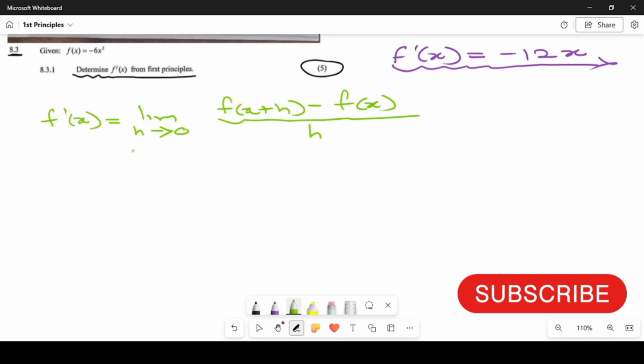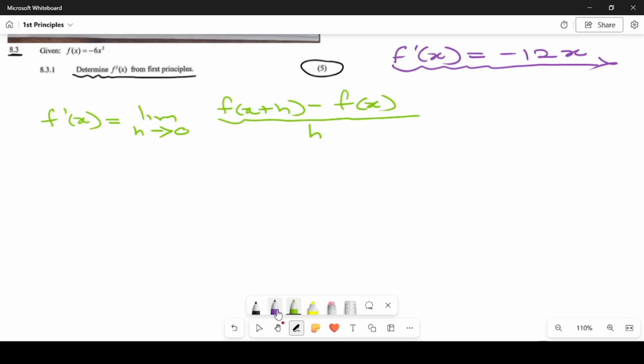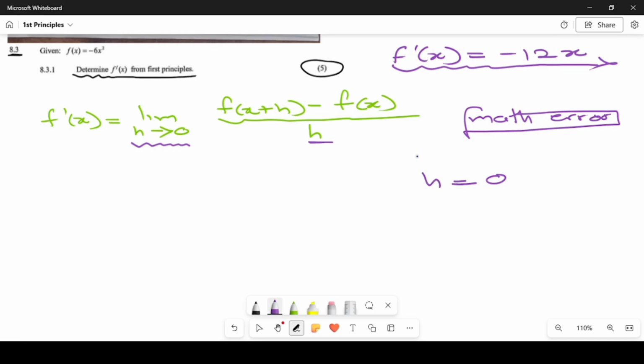Okay, so let me just show you what this means. Just for context, when we say h approaches 0, naturally, when you have whatever it is that you have on top there and you are dividing it by 0, your calculator will tell you that it's a math error. The reason why this happens is because when we say h approaches 0, we don't say that h is equal to 0. No, h approaches 0 is not the same as h is equal to 0.